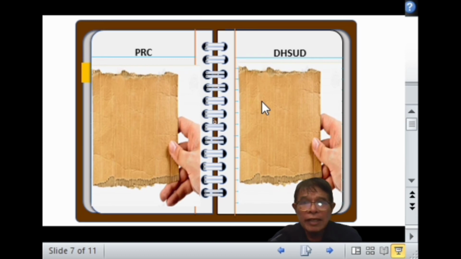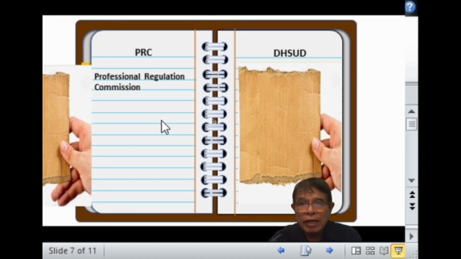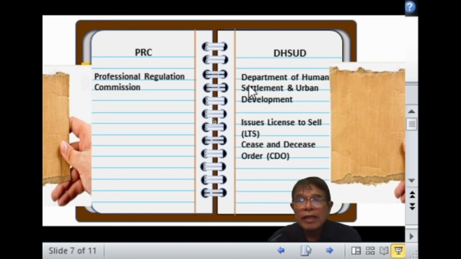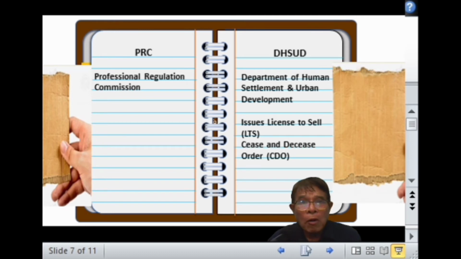Okay. Next is PRC and DHSUD. PRC is Professional Regulation Commission. And DHSUD is Department of Human Settlement and Urban Development. DHSUD issues license to sell, like LTS, to developers. And it can also issue cease and desist order, we call it CDO, to developers. PRC is the government agency where you can apply and be issued with a broker's license, such as salesperson's license for accreditation.